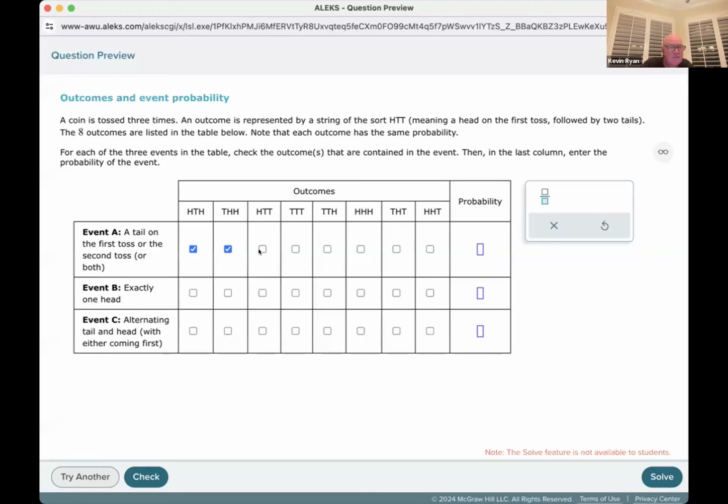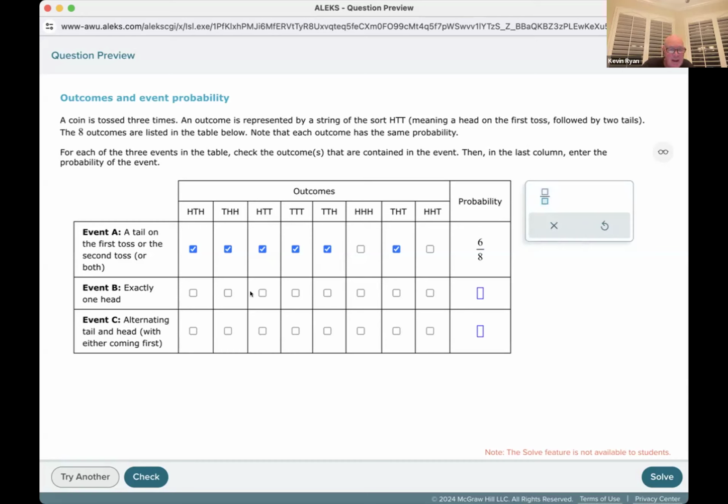A tail on the first or second. So we're here, here, and here. Wow, that's quite a few. Wow, 6. 6 out of the 8. Again, you could reduce that, but it's not necessary.